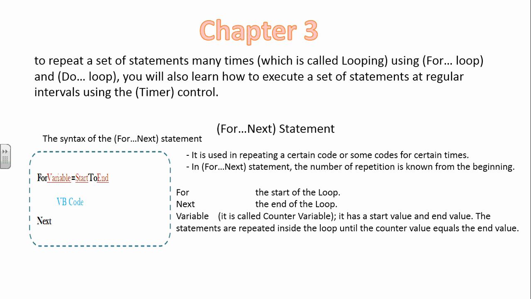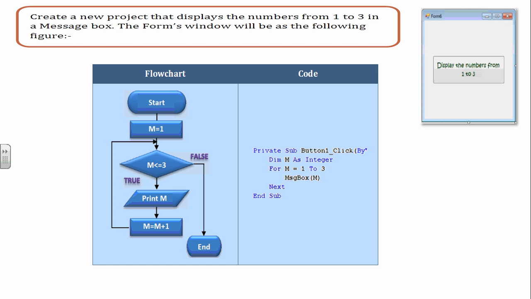The variable here is called the counter variable and has a start value and an end value. The statements inside the loop are repeated until the counter value equals the end value. This example creates a new project that displays numbers from 1 to 3 in a message box. The form's window will be as follows.